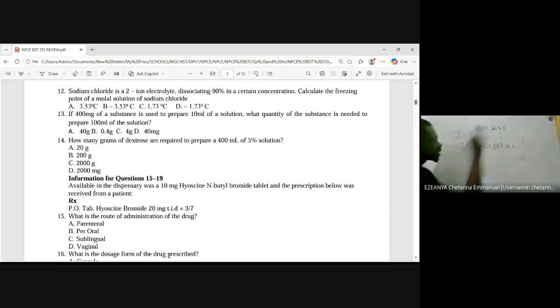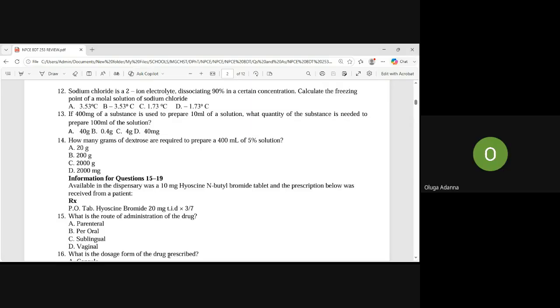But this is not the same thing for sodium chloride. We calculated the I factor for sodium chloride as 1.9, based on the question. So the freezing point of a molar solution of sodium chloride that dissociates 90% will be minus 1.86 times 1.9. What is the answer? Minus 3.534.